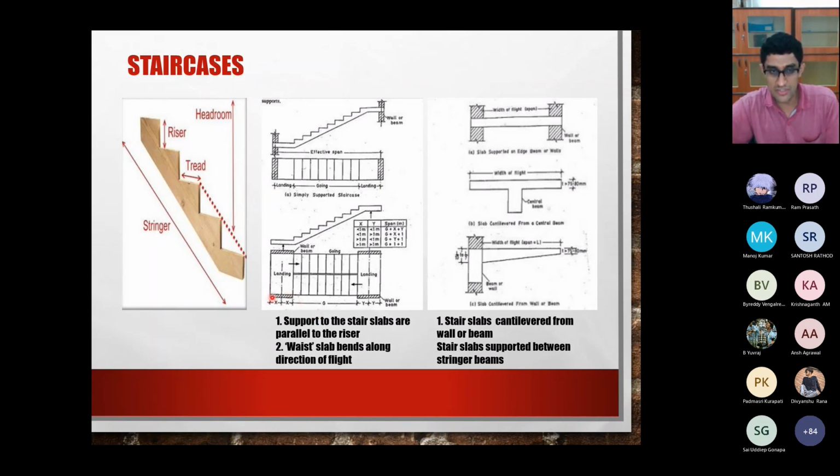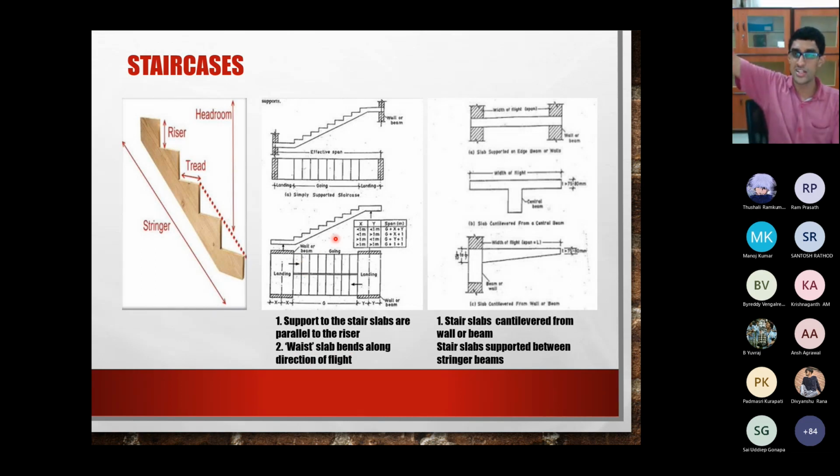Say that I have two cases. In one, the support is here and here, in the direction of climbing. In the second case, the support for the landing is on these faces. So both are different cases. Here the supports for the stair steps are parallel to the riser. The riser is this. The waist slab bends along the direction of flight, meaning the direction in which you're climbing up.